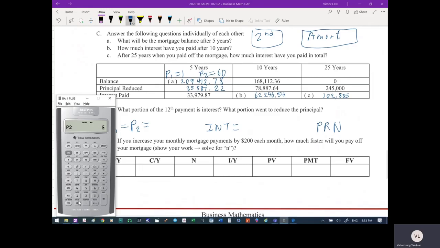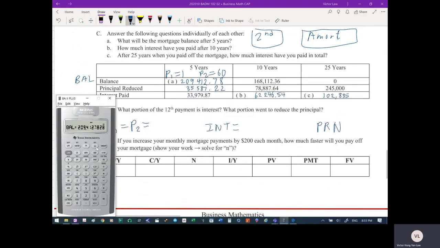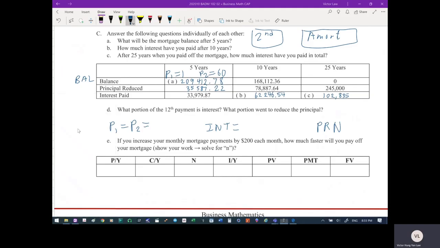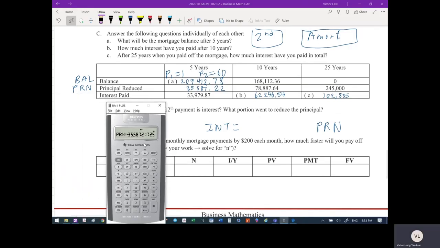Once we have typed in 60 for P2, we go down to BAL. That's the balance, how much we still owe at the end of 5 years: 209,412.78. Next, we have PRN, your principal reduction. That's how much we reduce our balance by in 5 years. Then we go down one more to INT, the total interest you paid for the first 5 years.